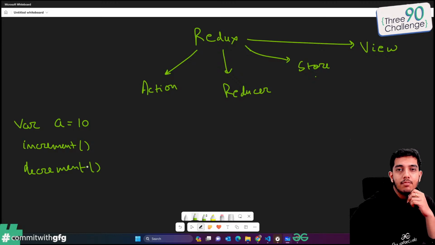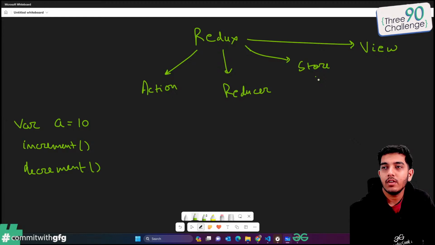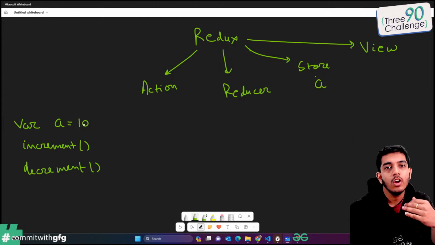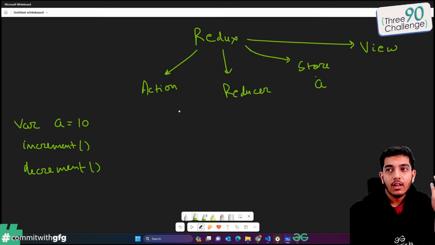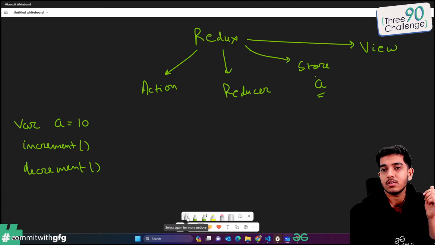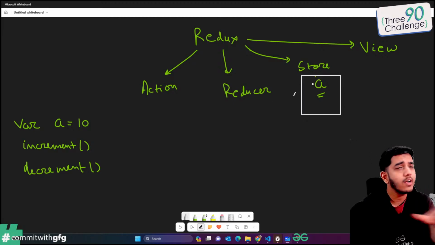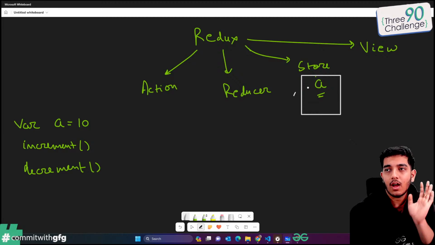Now comes the important part. Into your store, the value of a would be stored, whatever the value. Suppose in future you change this value to 59. This 59 would be stored here. If in future you make the value of a equal to 20 minus 20, that would be stored here. Whatever the value of a, it would be stored inside the store. I'm going to draw a box here. So the store would be just containing the value of a. Whatever the value of a is, it would always be stored inside the store.